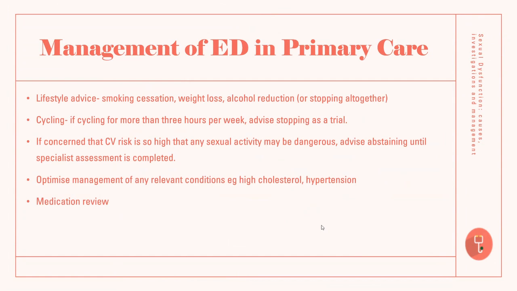If we're concerned that their cardiovascular risk is so high that sexual activity might be dangerous, like I said, we'd advise not having any sexual contact until they've had a cardiology assessment. We want to optimize management of any relevant conditions and risk factors, so cholesterol: have we got them on a statin? Are we monitoring that? Hypertension: again, have we got them on antihypertensives? Have we given them a home blood pressure monitor? And then review their medications. Are they on anything that could contribute to or cause their erectile dysfunction? So like I was mentioning before with things like antidepressants, can we optimize those medications? Can we provide them some CBT or some extra psychological support if that might be of interest to them?